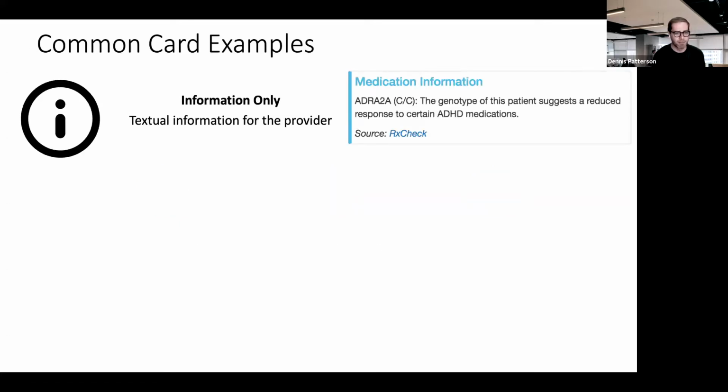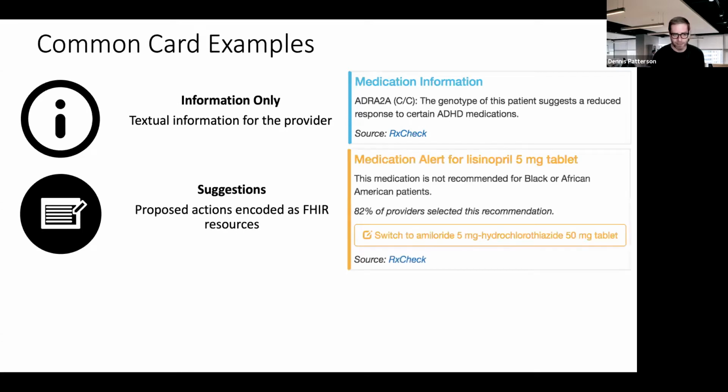So let's look at some more real world card examples that have come through HL7 Connectathons over the years. So here's an example of an information only card, just telling the provider about a conflict between a medication and a genotype. You could have, again, something more actionable, a suggestion that because the medication has a conflict with the patient's race, they might want to consider switching to an alternate medication.